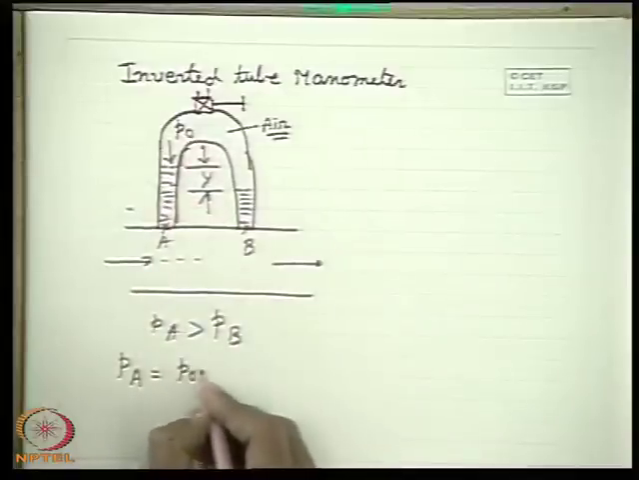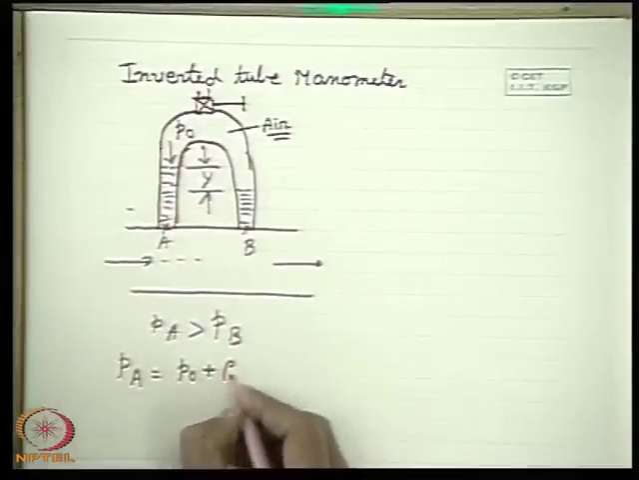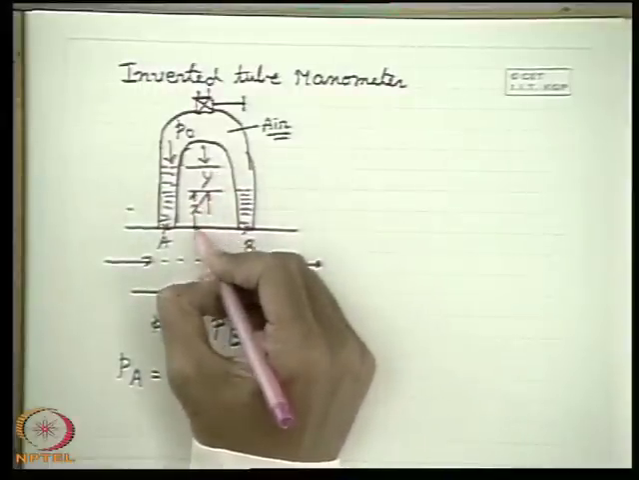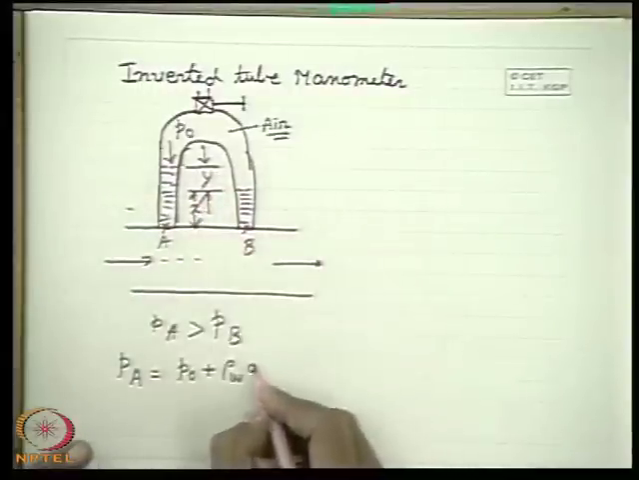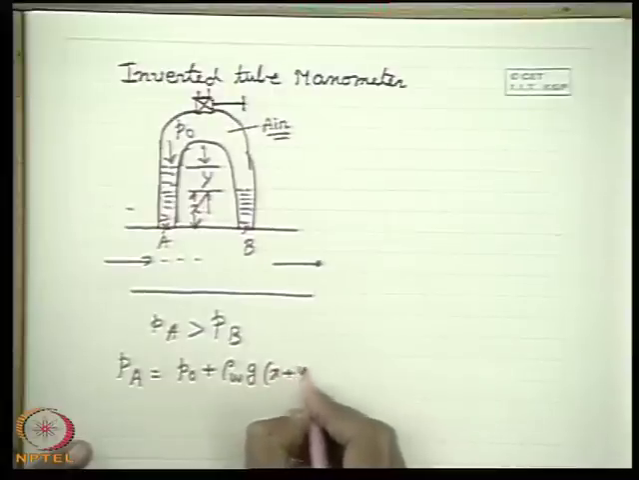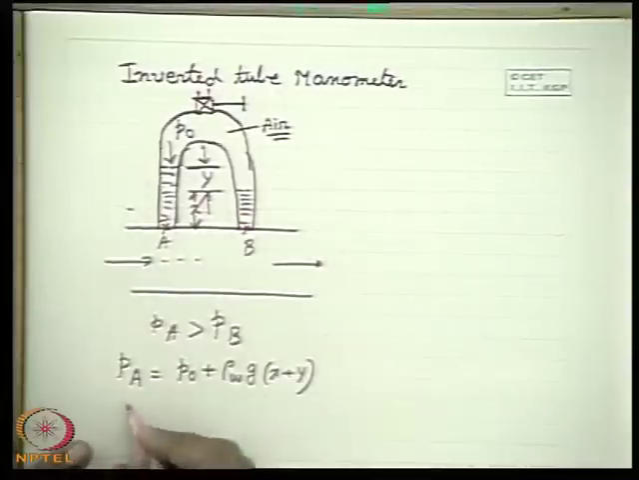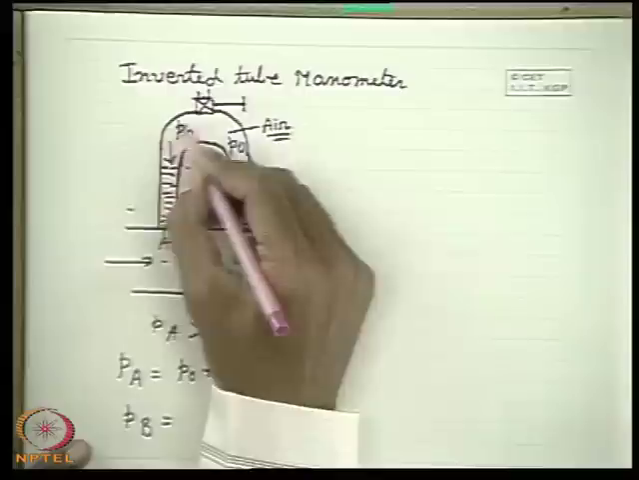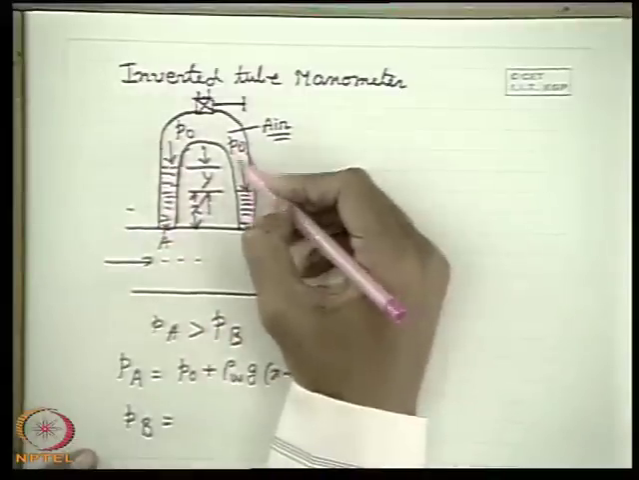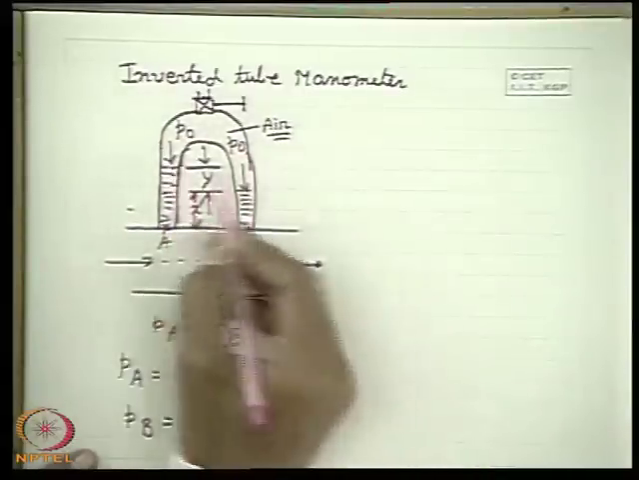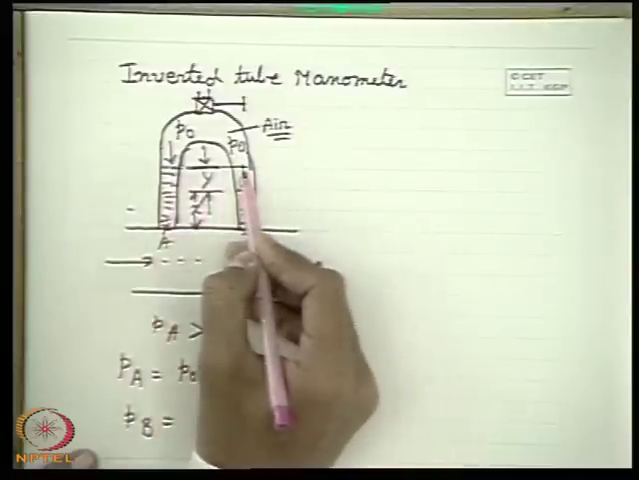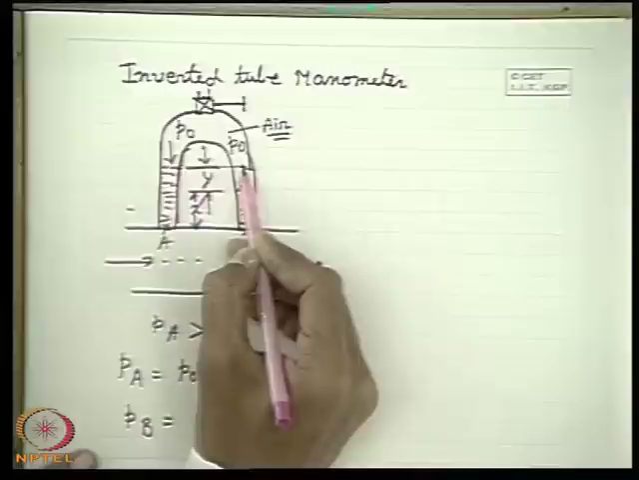So, P0 plus rho W G into x plus y. Similarly, here PB is equal to P0, the same air pressure in the closed system. The air will impress the same pressure, and there is no difference in the pressure because of the height of the air. So you can tell, sir, pressure here is P0, so here pressure will be P0 plus height of the air.